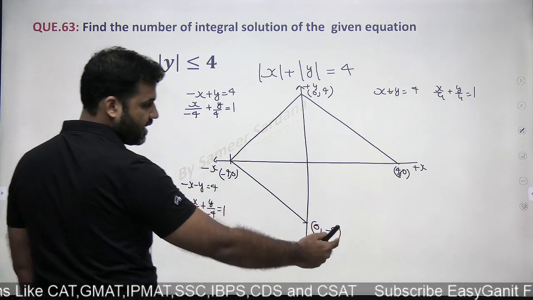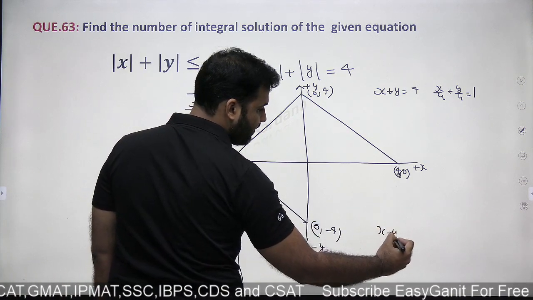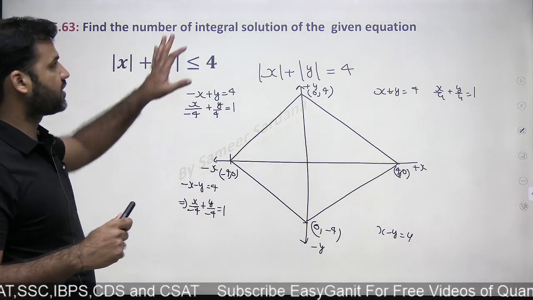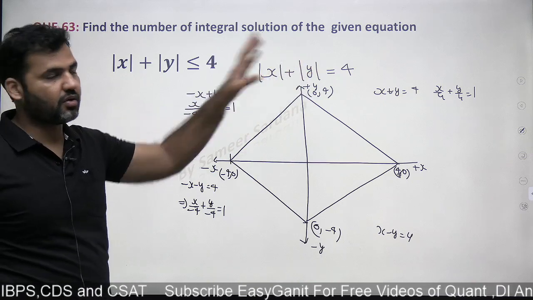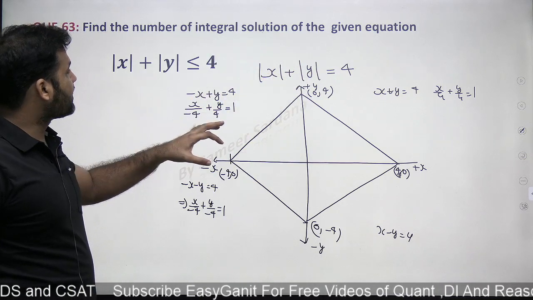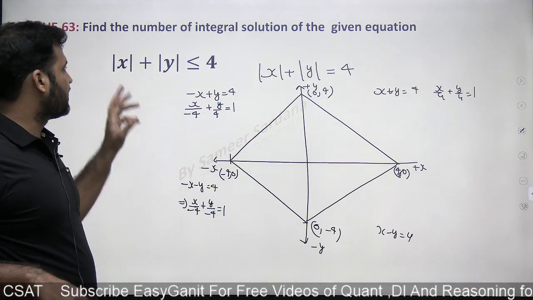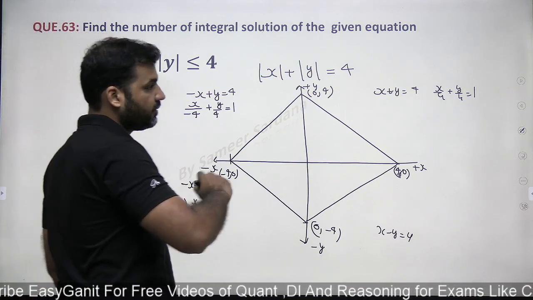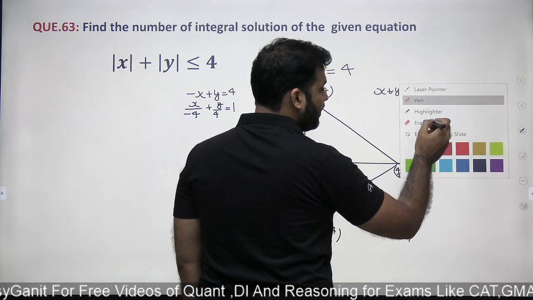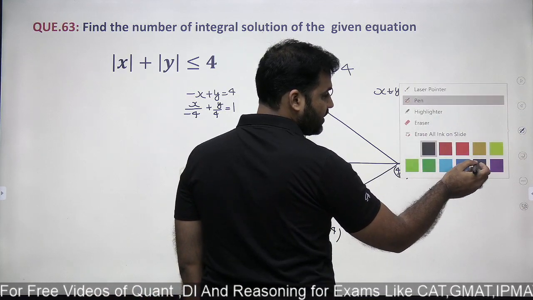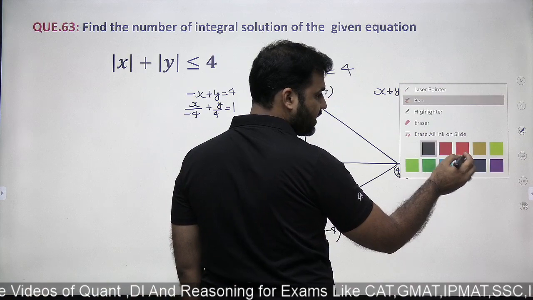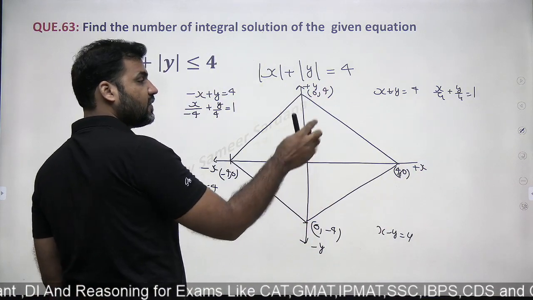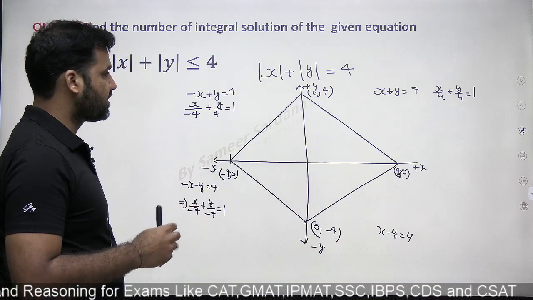Similarly, in the fourth quadrant, x will be positive and y will be negative, and you can draw this. So this will be the graph of this whole equation. Right? Mod x plus mod y is equal to 4. I want a solution which satisfies the equation mod x plus mod y less than or equal to 4. Number of integral solutions. Now, you see that all those combinations of x and y, with both x and y being integers, which lie on this region as well as inside the region, will be my answer.